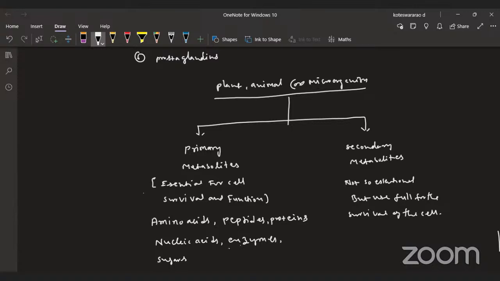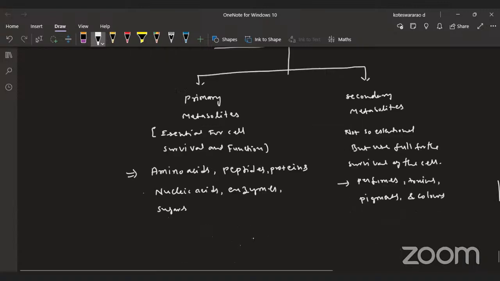Now, when you're coming to the secondary metabolites, for example, perfumes, toxins, venoms, right? Colors, pigments and colors. These are all called secondary metabolites. These are primary metabolites. Okay, all these are natural products.